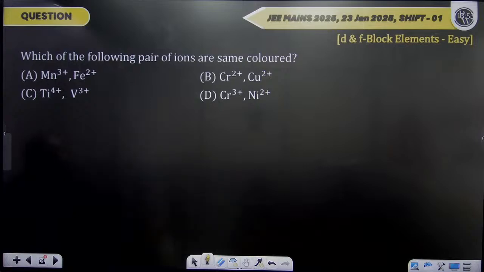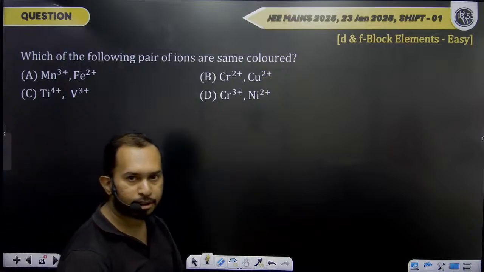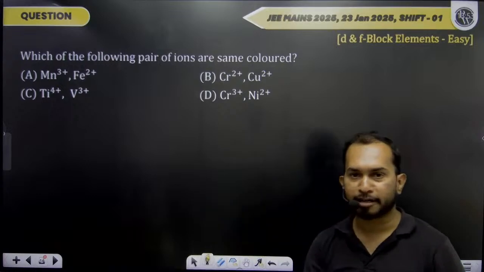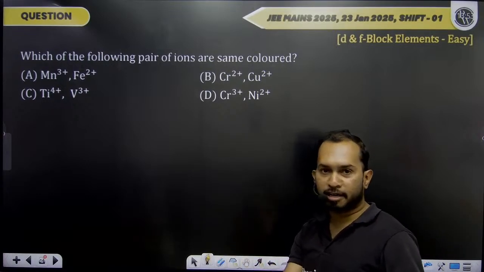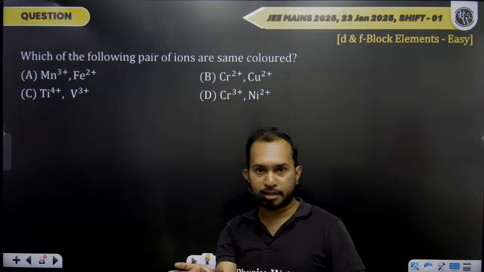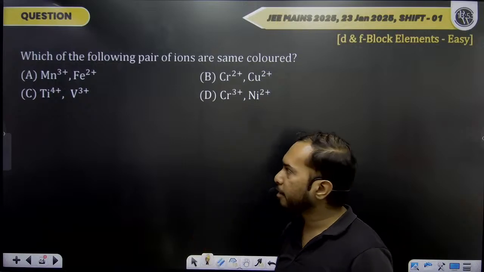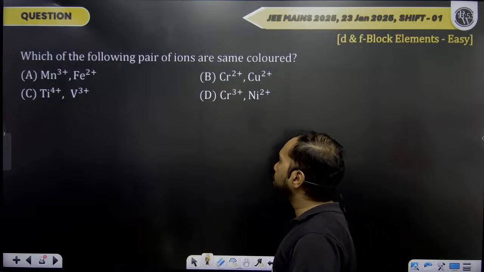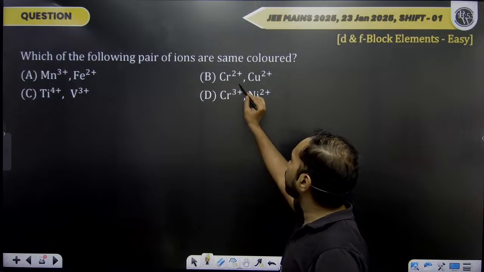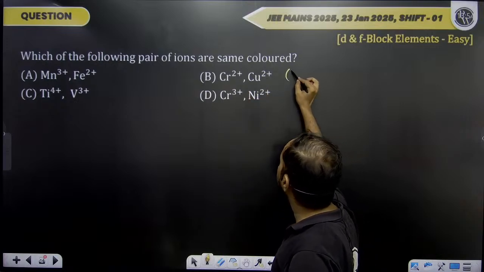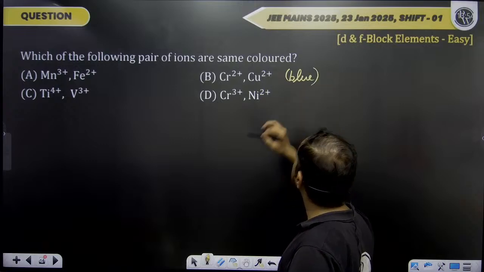Which of the following pairs of ions are the same color? Again, this is a direct NCERT question. The table in NCERT mentions the colors of different kinds of ions, so this is a memory based question. We know that chromium +2 and copper +2 both show blue color.